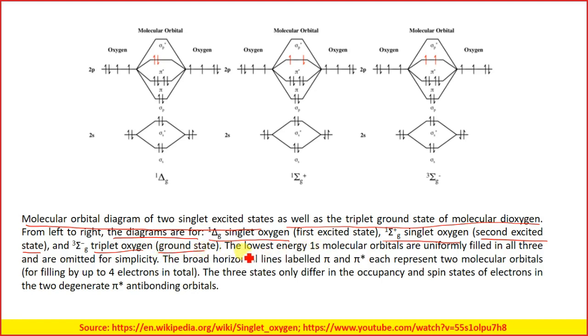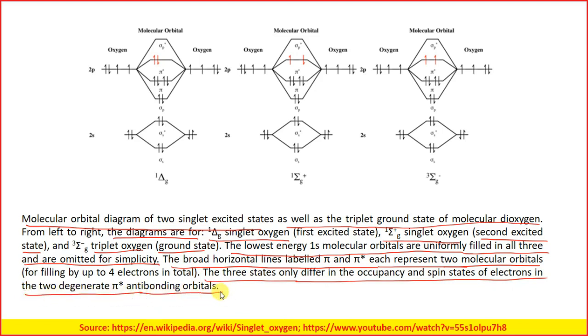The lowest energy 1s molecular orbitals are uniformly filled in all the three and are omitted for simplicity. The broad horizontal lines labeled pi, pi star each represent two molecular orbitals for filling up of 4 electrons in total. The three states only differ in the occupancy and the spin states of the electrons in the two degenerate pi star antibonding orbitals.